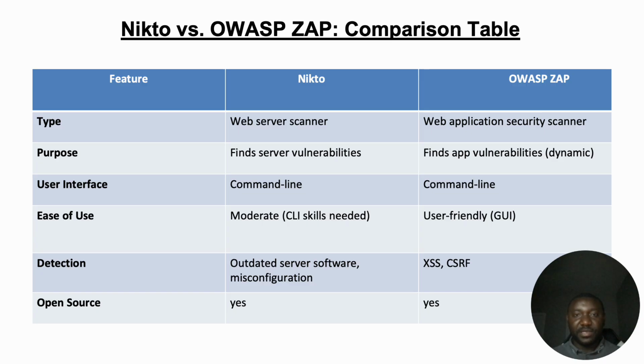In order to use Nikto, you need some command line interface skills. While OWASP is really easy, it's click and go because it uses a GUI. Nikto detects outdated server software and misconfiguration, while OWASP detects cross-site scripting and cross-site request forgery, and they both are open source.